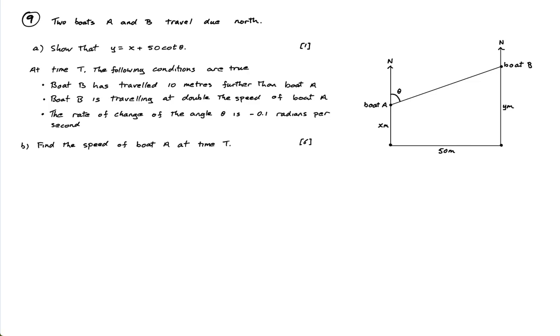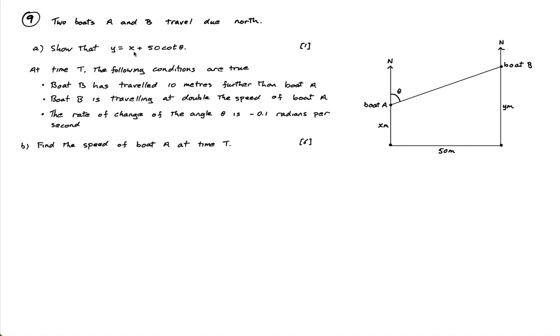Okay, question 9. So we've two boats, A and B. They're both traveling north. They are 50 meters apart in the horizontal direction. And theta here is this angle, well, the angle between the two.